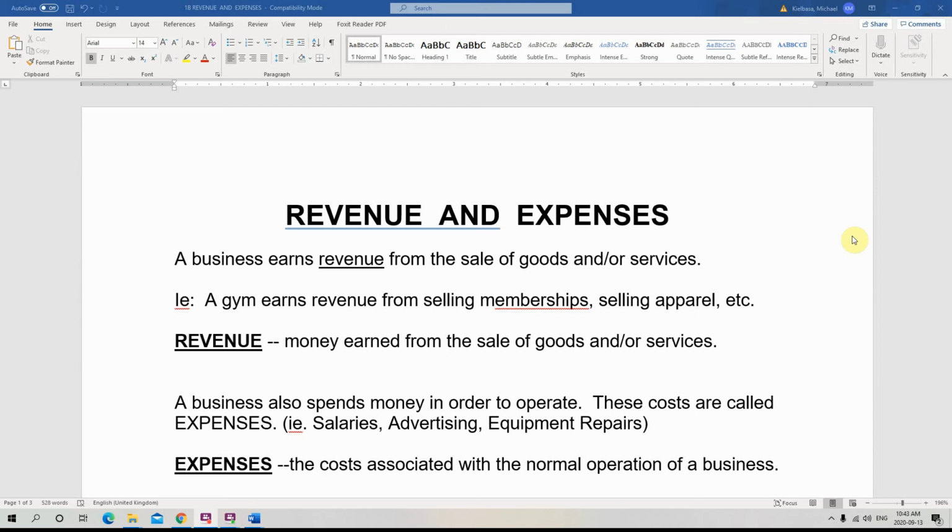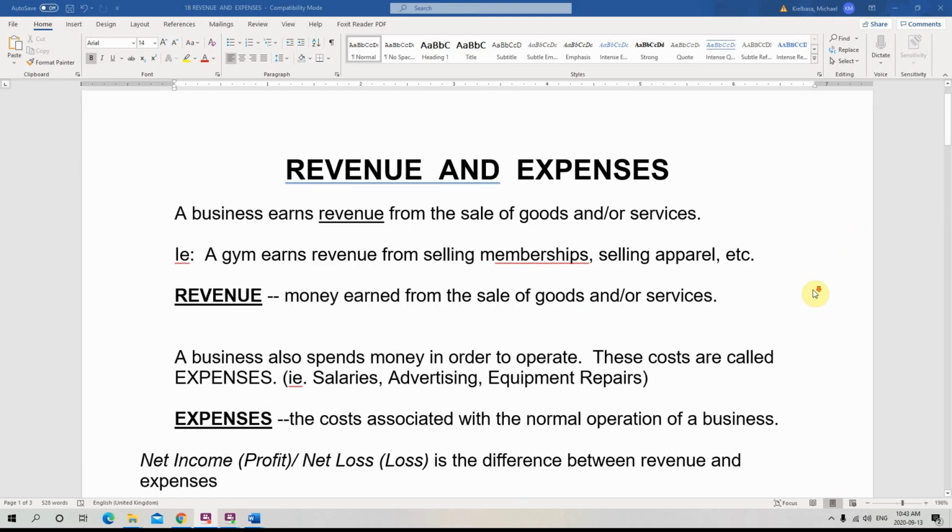Now, by comparison, a business also spends money in order to operate. And these are costs associated with the normal operation of a business. And we're going to call those things expenses. So things like salaries or advertising or equipment repairs, okay? Costs associated with the normal operation of a business.